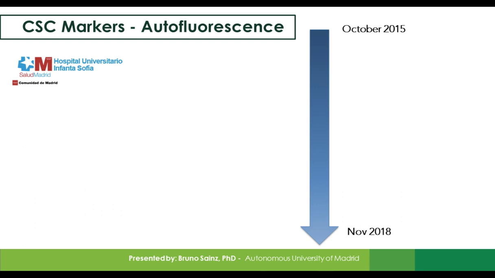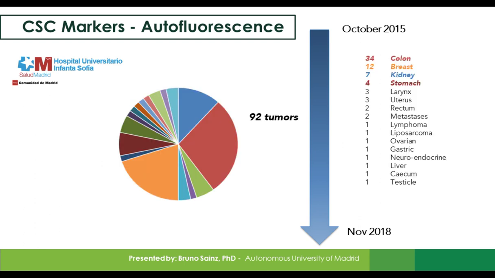Now, since this publication, we've extended our analyses of autofluorescent cancer stem cells to more tumors, primarily as a means of determining whether we can determine the cancer stem cell load in freshly resected tumors. So in collaboration with local hospitals in the area, we've analyzed 92 tumors to date, and we've been able to detect autofluorescent cancer stem cells in a large number of these tumors.